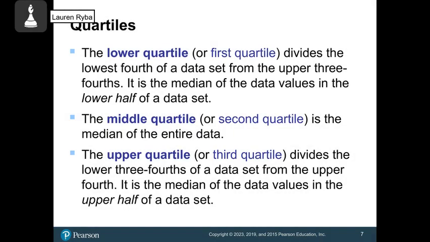Another way that we can look at variation is by breaking the data into what are called quartiles. You want to think of quartiles as quarters. If we have our smallest and our largest value, we want to break it into 4 equal groups. We're going to have the lower quartile, the middle quartile, and the upper quartile. The lower quartile, or the first quartile, divides the lowest fourth of the data from the upper three fourths. So you can see here we've got 1 group out of the 4 sections: 1, 2, 3, 4.